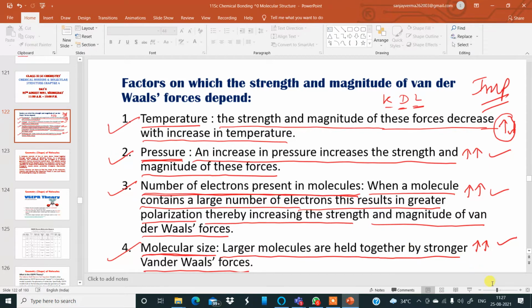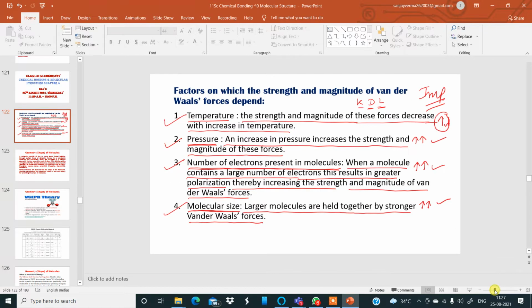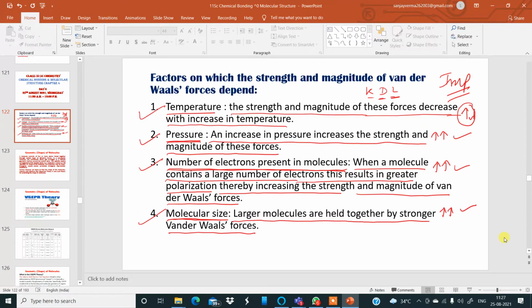Okay, so this subtopic is clear to all of you, I guess. Okay, now I want to move to the next topic in this chapter, a very, very important topic in this chapter, which is called geometry and shape of molecules.